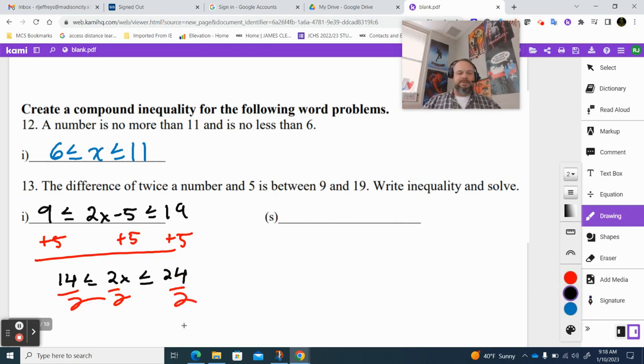All right, so we're looking for numbers between 7 and 12. And as far as stuff that we'll do, we will look at more stuff like number 12 than we would number 13.